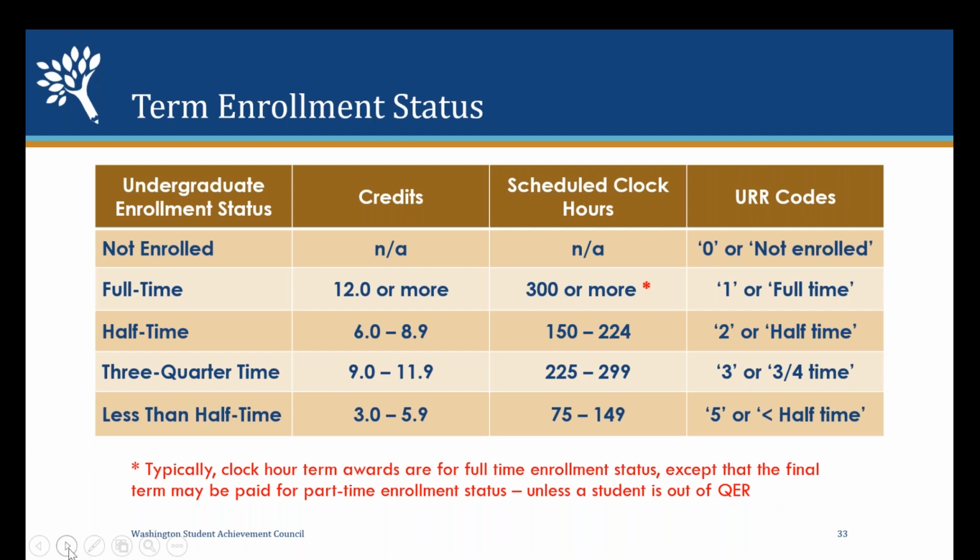Typically, clock hour term awards are for full-time enrollment status, except in the final term, when it can be paid for part-time. And 300 hours of attendance generally is full-time for clock hour schools. And again, clock hour schools could have 5 terms to report.